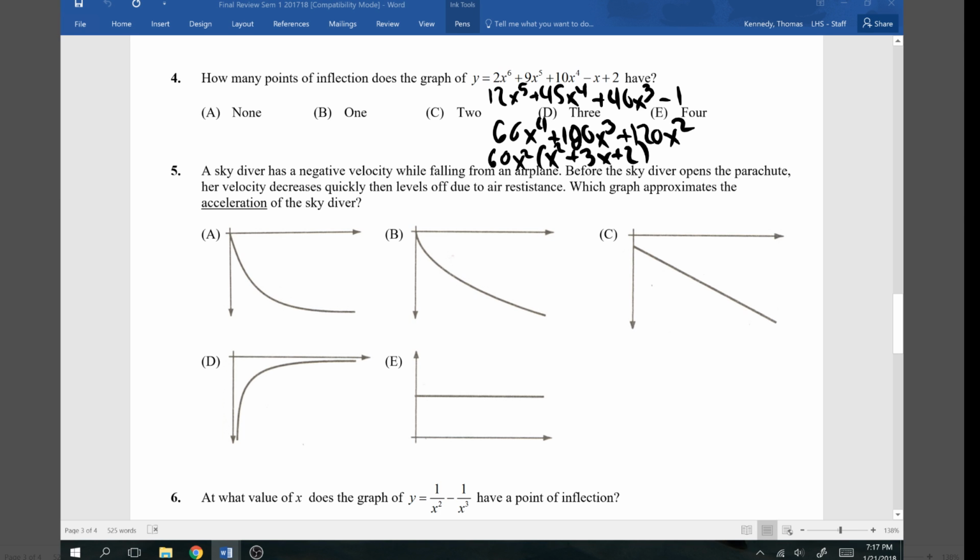So we get our 3 critical points. Well, okay, I'll factor it one more step: 60x squared times x plus 1 times x plus 2. So I get to test 0, -1, and -2, and just make sure they change concavity at those points.